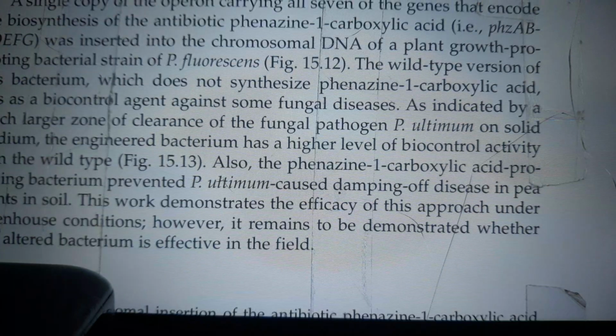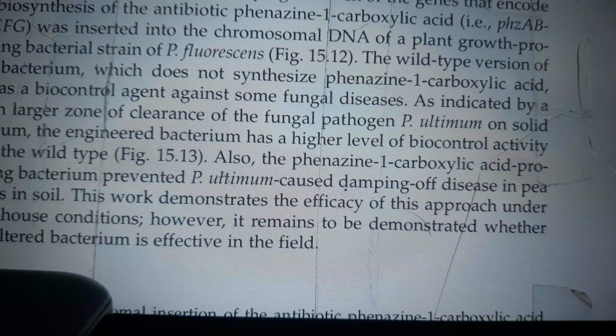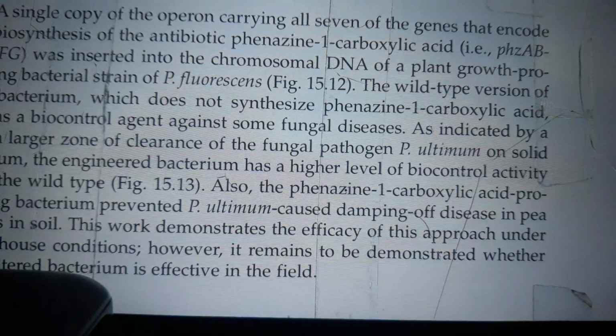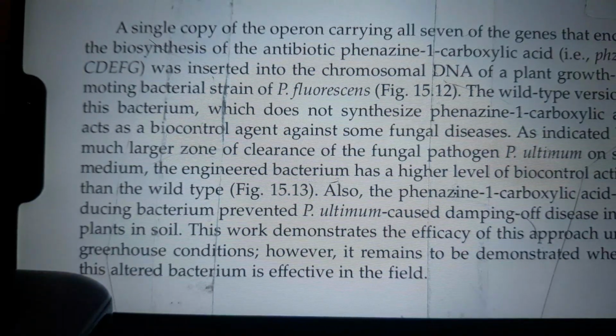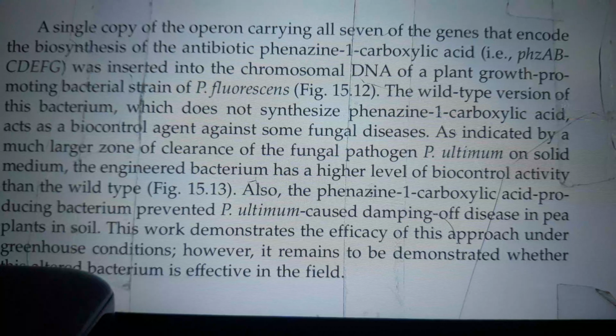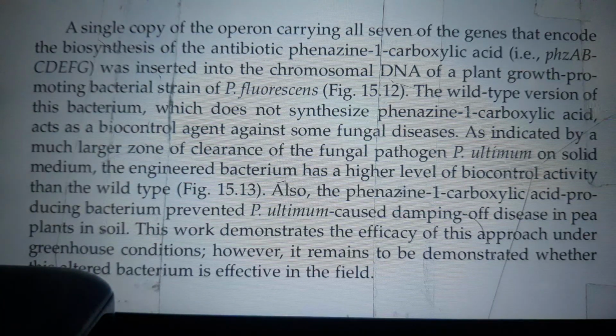A single copy of the operon carrying all 7 of the genes that encode the biosynthesis of the antibiotic phenazine-1-carboxylic acid, that is phzABCDEFG, was inserted into the chromosomal DNA of the plant growth-promoting bacterial strain of P. fluorescens. The wild-type version of this bacterium, which does not synthesize phenazine-1-carboxylic acid, acts as a biocontrol agent against some fungal diseases, as indicated by a much larger zone of clearance of the fungal pathogen.